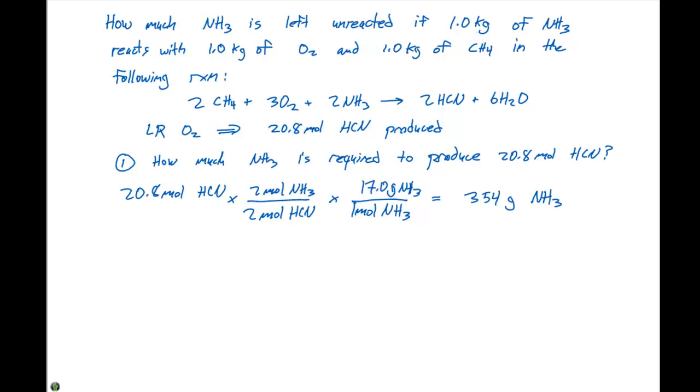Now, when we start calculating these things, I'm going to try to emphasize how we would express this number in a sentence. This is 354 grams of NH3, and when we express this, we can say that 354 grams of NH3 is required to produce 20.8 moles of HCN.